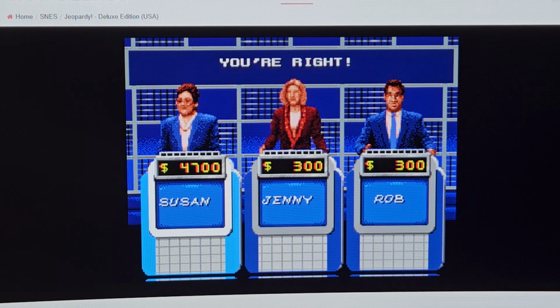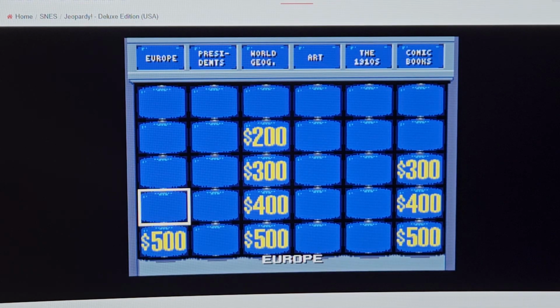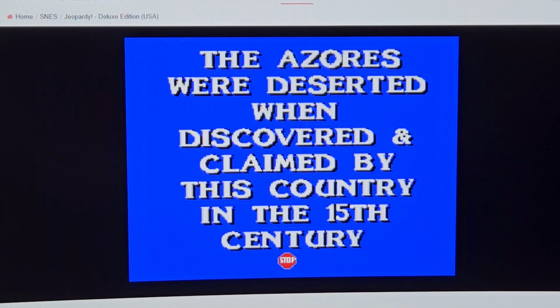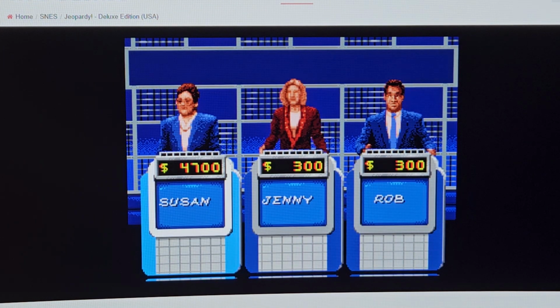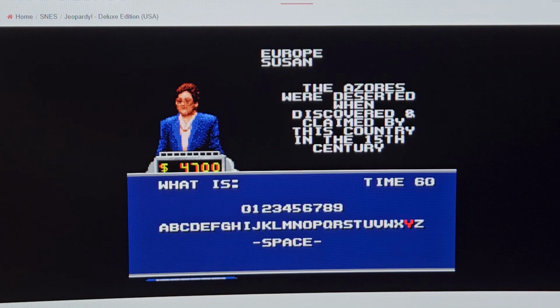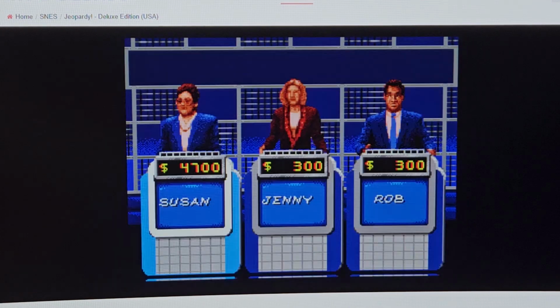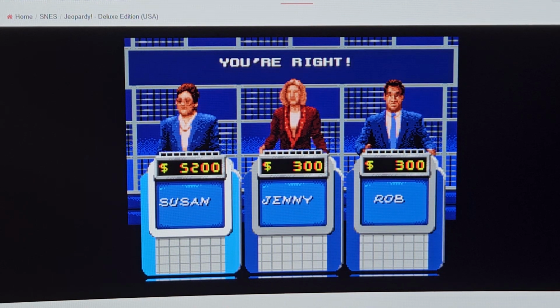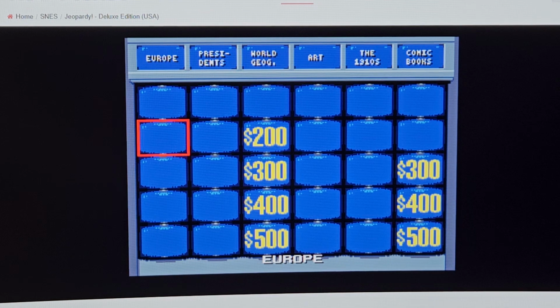Ooh, all right. You're up for 5. The answer is... When Azores were deserted when discovered and claimed by this country in the 15th century. What's Portugal? All right. Whew. Okay.